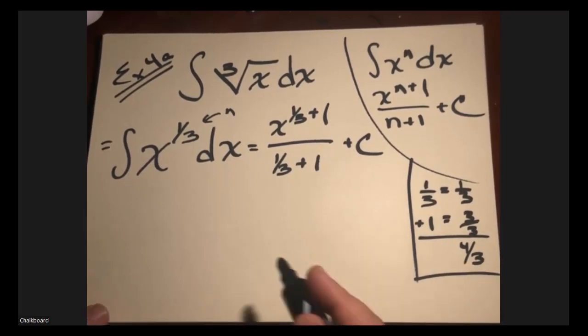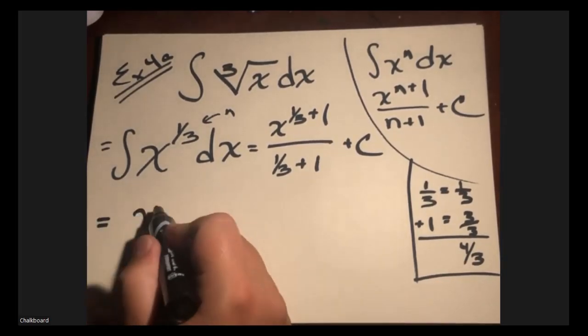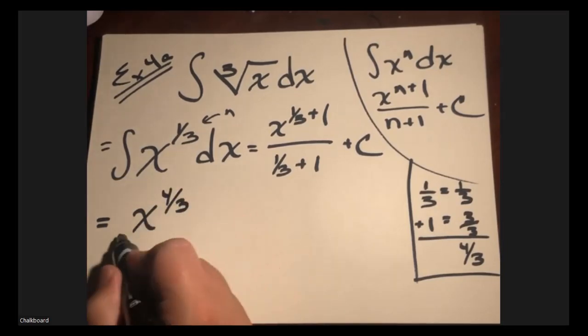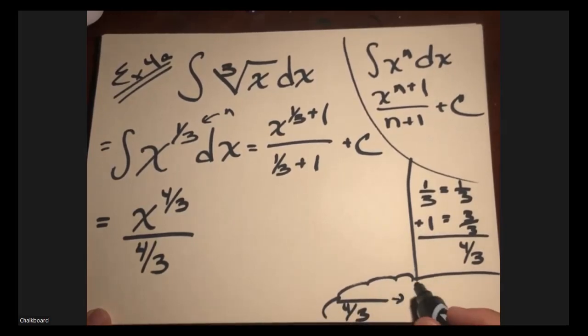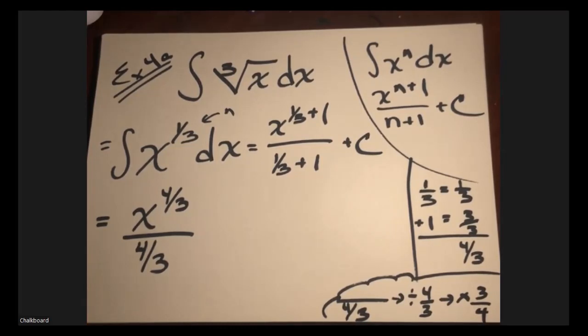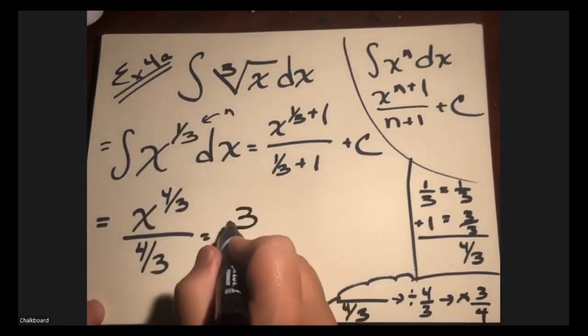Now, since it's 4/3, I can rewrite this to be x to the 4/3 power all over 4/3. What happens when you divide by 4/3? Over 4/3 is just like saying divided by 4/3. That is just like saying times 3/4. So can you remember that if you have a denominator with a fraction, that's the same as having a multiplier that is its reciprocal. Divide by 4/3 means multiply by 3/4.